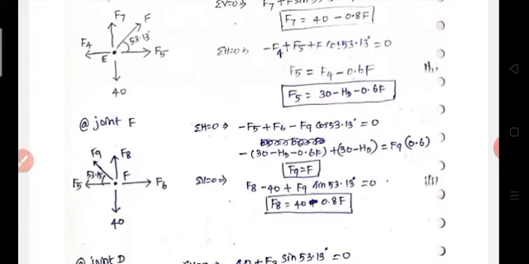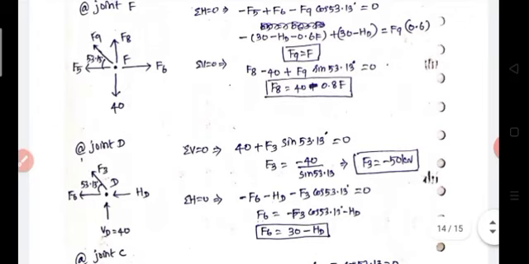Then apply the vertical equilibrium equation. F8 in the positive y direction, then minus 40 in the negative y direction, then F9 sine 53.13 in the positive y direction is equal to 0. Then substitute the F9 value. Finally F8 is equal to 40 minus 0.8 F.